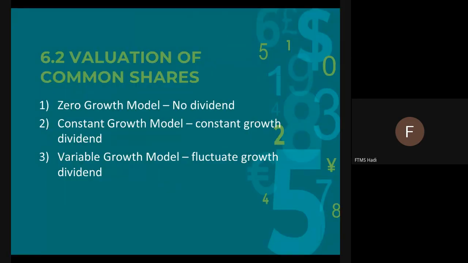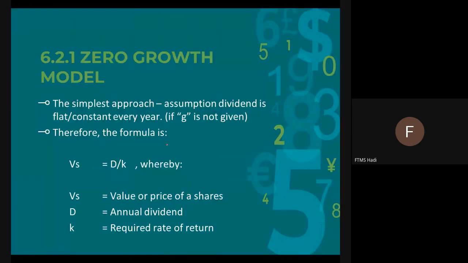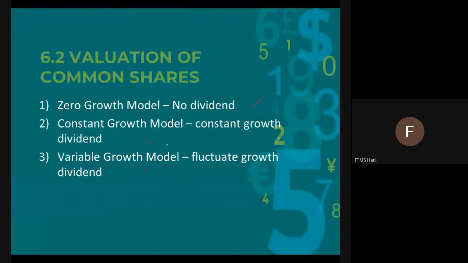There are three valuations of common shares, which are zero growth, constant growth, and variable growth. Those three differ based on the dividend performance: no dividend growth, constant growth dividend, and fluctuating growth dividend. Let me explain to you how it works.